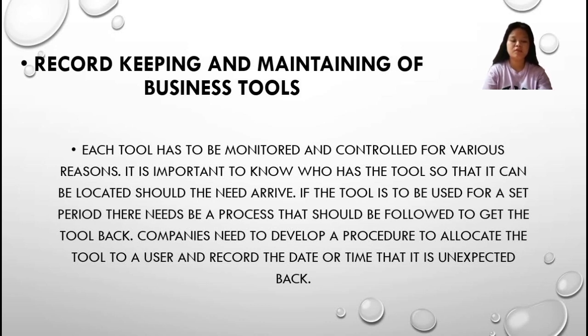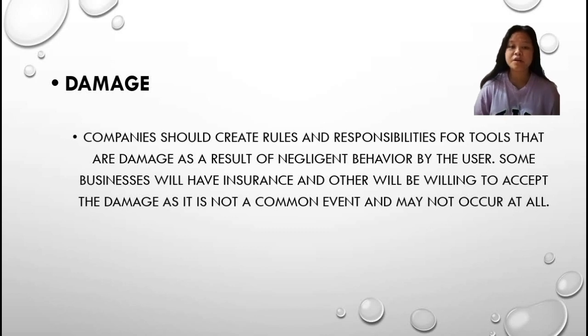Companies need to develop a procedure to allocate the tool to a user and record the date or time that it is expected back. Damage. Companies should create rules and responsibilities for tools that are damaged as a result of negligent behavior by the user. Some businesses will have insurance and others will be willing to accept the damage as it is not a common event and may not occur at all.